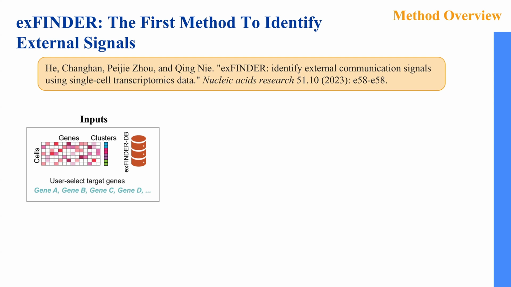We did not build this network from the beginning. We integrated several publicly available datasets, and we made this available for human, mouse, and zebrafish. So this is the exFINDER database. And another input required to use exFINDER is the user selected target genes.